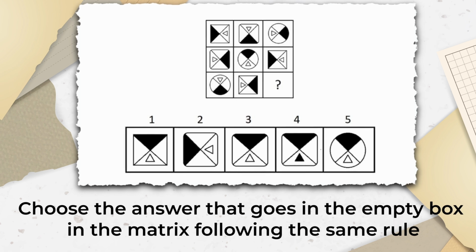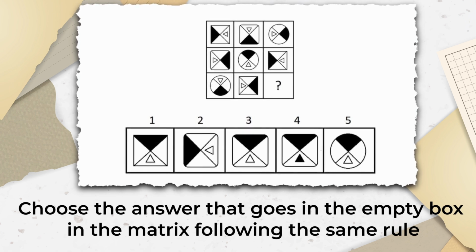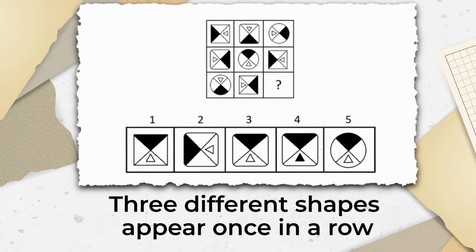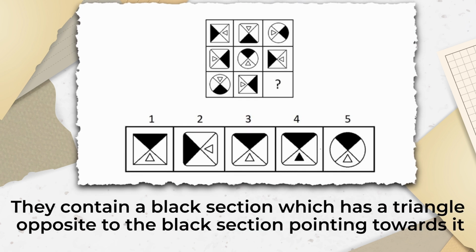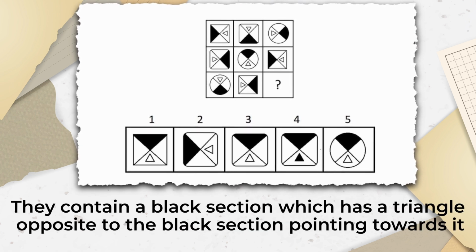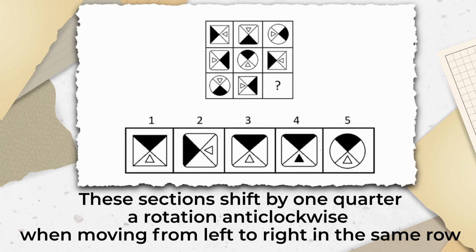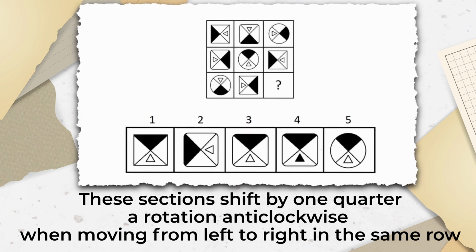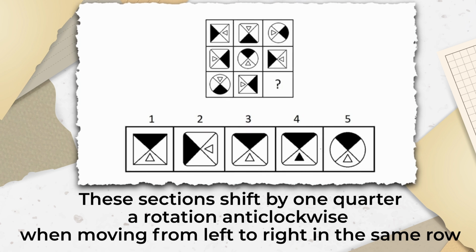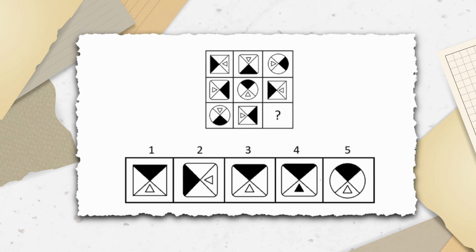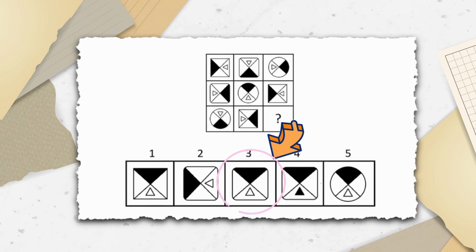In this question, the rules that connect the figures of the first 2 rows are: 3 different shapes appear once in a row. They contain a black section, which has a triangle opposite to the black section pointing towards it. These sections shift by 1/4, a rotation anti-clockwise, when moving from left to right in the same row. The only option that fits this description is the 3rd one. Therefore, the 3rd choice is the correct answer.